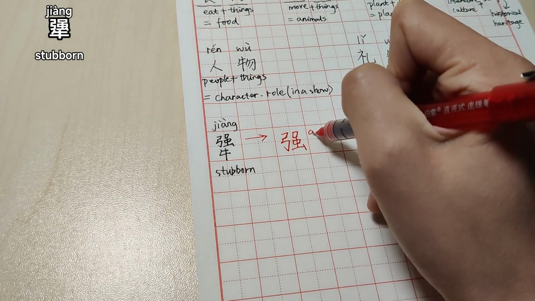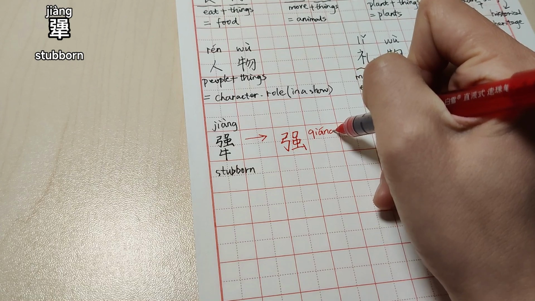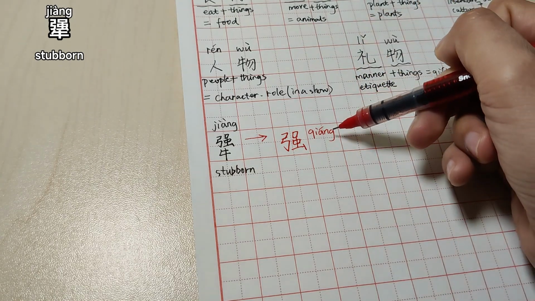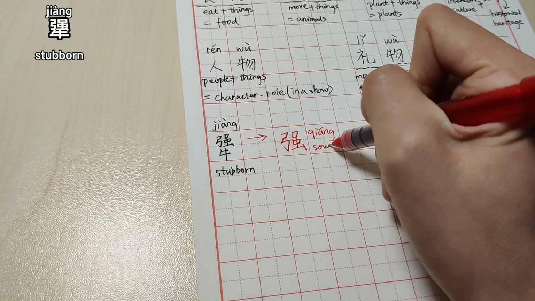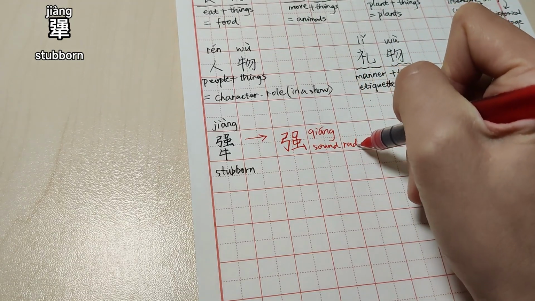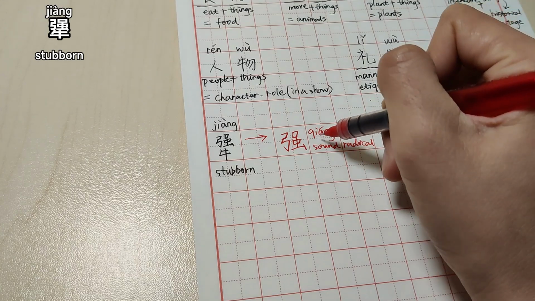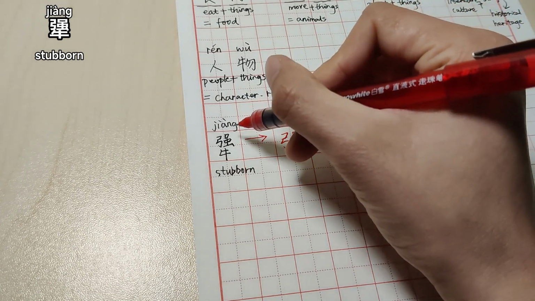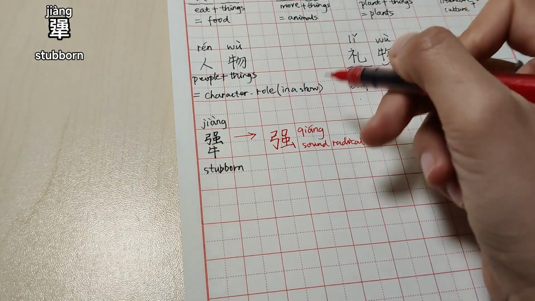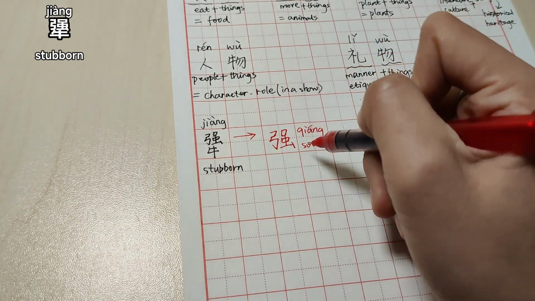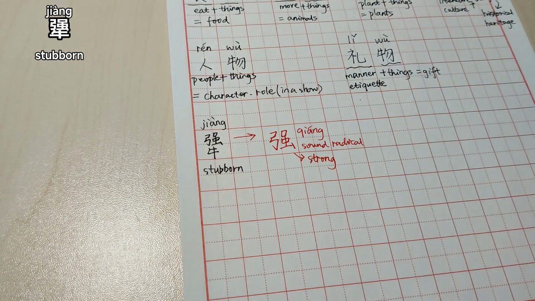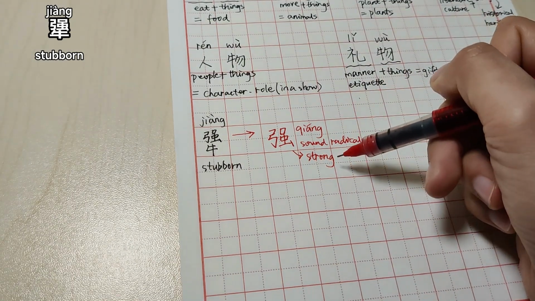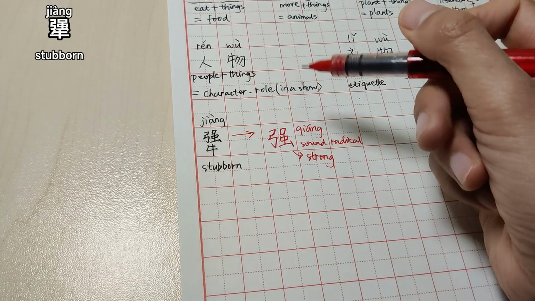This is 强. Obviously, you can see, ooh, it serves as a sound radical to the 犟. It gives the jiang sound to the 犟. And the meaning of the 强 itself, it could mean strong. So if it brings the meaning to the 犟, it also makes sense.